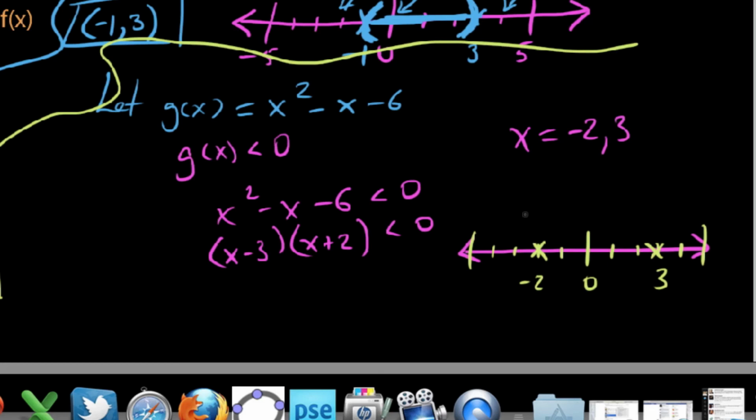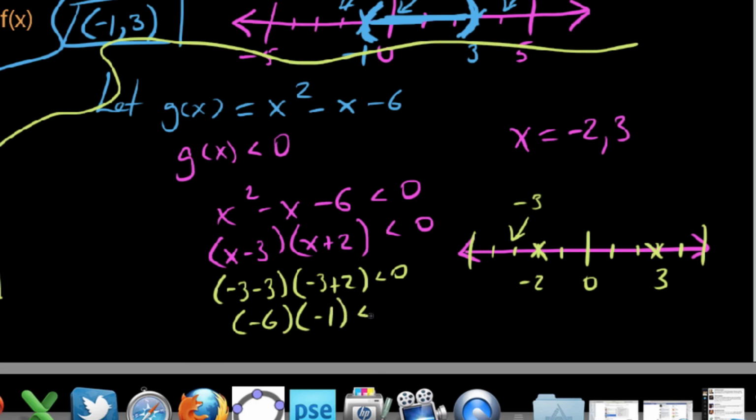But we know that if something was true for one point in each of these intervals, like if we plugged in, say, -3, we're just testing it. If I were to plug in -3 here, I'd get -3 minus 3 times -3 plus 2 less than 0. Would x values in the interval from -infinity up to -2 make my function less than 0? Really what I'm looking at is -6 times a -1, but it's not the numbers I care about. It's the fact that I'm taking a negative times a negative, and I get something positive, and it's less than 0. And that's not the case. So the interval from -infinity up to -2 just ain't going to work.